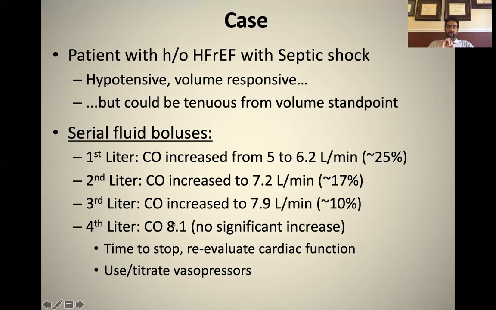There would be no added hemodynamic benefit to giving more fluid. All you will do at this point is increase the risk of bad stuff. So at this point, you want to reevaluate your cardiac function, see if they need inotropes or what have you, and then use vasopressors. Okay, so this is a good way of not going too overboard with your fluids, but giving enough that you're getting the response that you want. Okay, creating a patient-specific Starling curve.